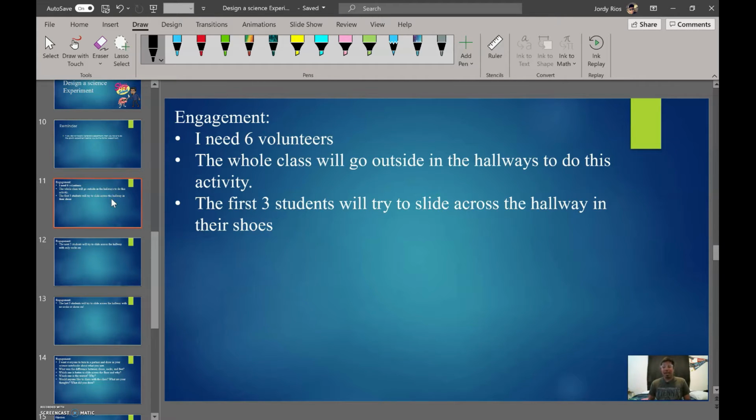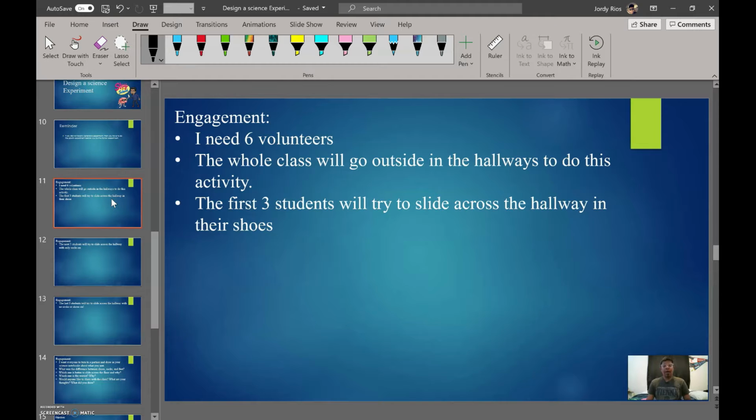So let's get started with our engagement activity for today. I'm going to need 6 volunteers. So please make sure you raise your hand or stand up and notify the teacher that you would like to be a volunteer. It's okay if we have a little bit more than usual, but I would like it to just be 6. Now the whole class is gonna go outside in an orderly fashion. Please wait for the instructions first.